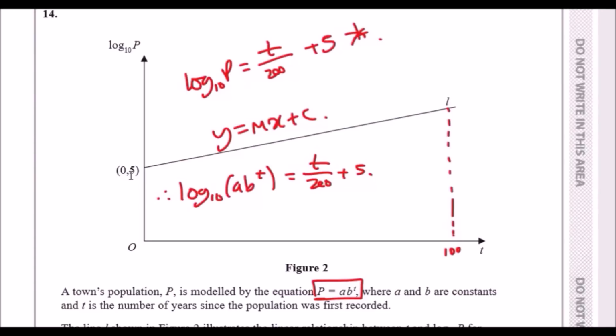So let's say, what happens when t is 0? We're left with log 10 of AB to the power 0. B to the power 0 is 1, so we're just left with log 10 A equals, and then this becomes 0 over 200, so it just becomes 0 plus 5, so 5. Therefore, using the log properties, if we keep A in this position and raise everything by 10, we get A equals 10 to the power 5.